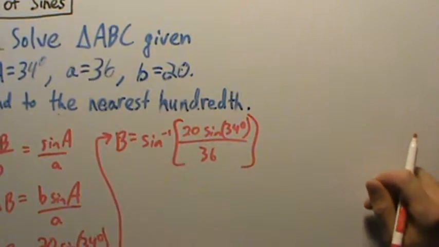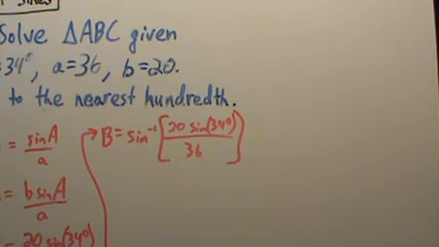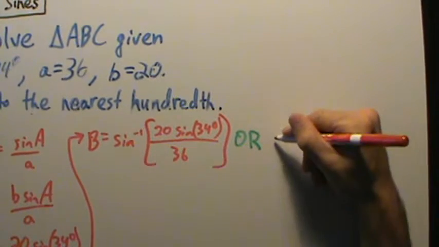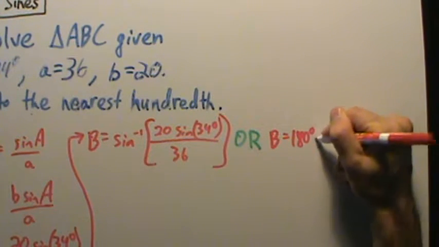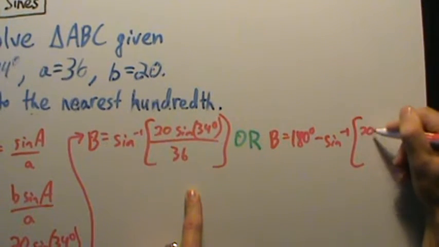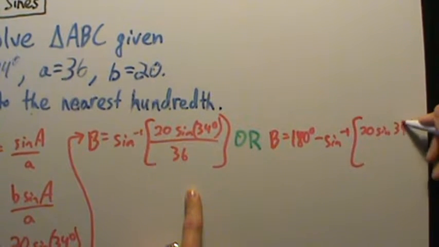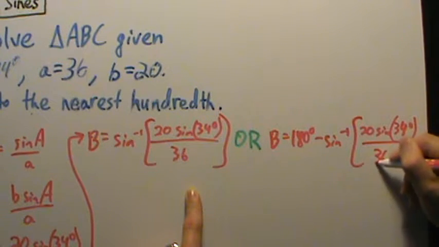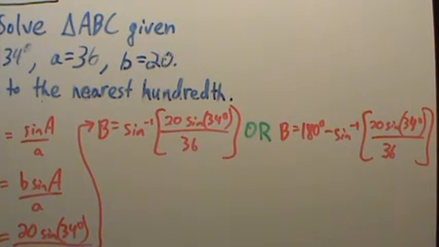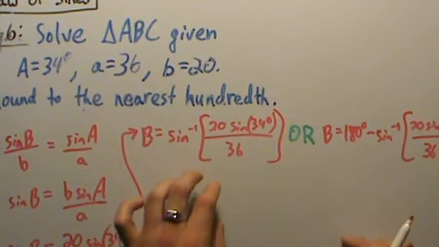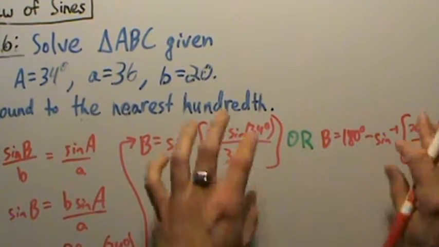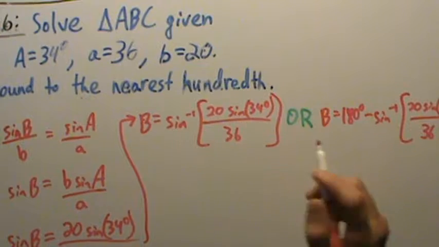Yes, we could simplify and reduce that, but we're going to shove it all into a calculator anyway, so there's no point. So we have this, or, just like in the previous example, B equals 180 degrees minus the inverse sine of 20 sine 34 degrees over 36. And again, we explained why we do this in example 5, so check out the previous video if you want to know why we do B is this or this. So that's the trouble with the ambiguous case, though. The SSA case could lead to this ambiguous case where you might have these two separate things here. So just more work hidden behind the scenes.